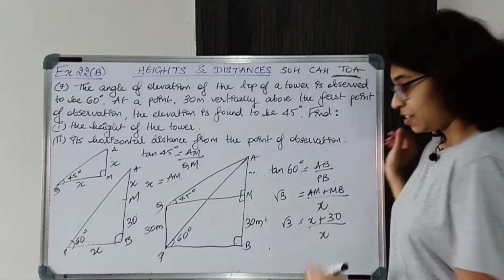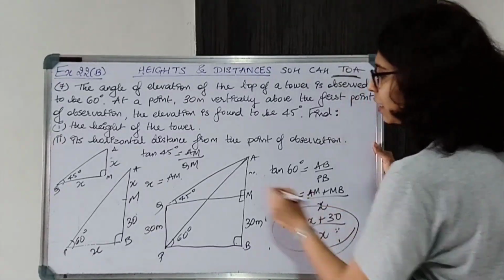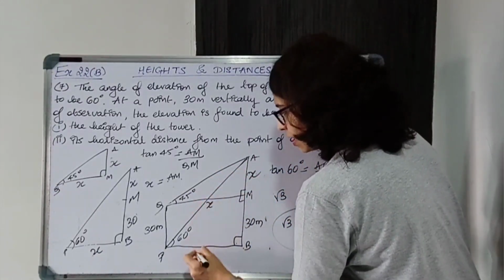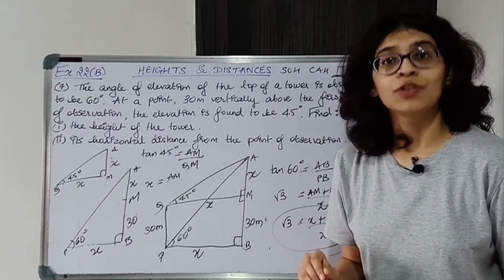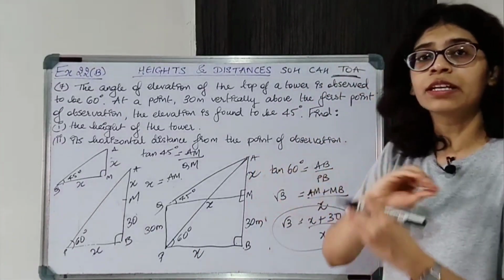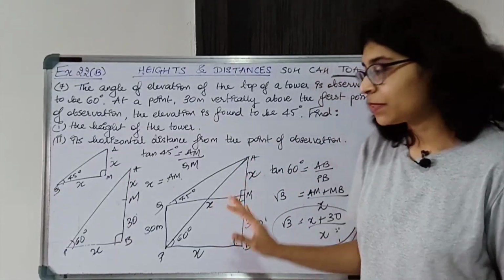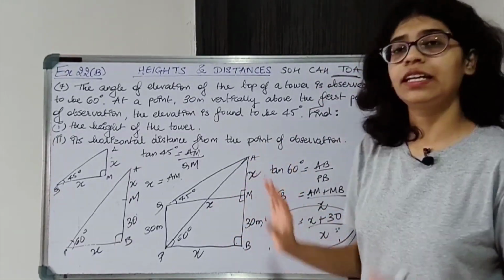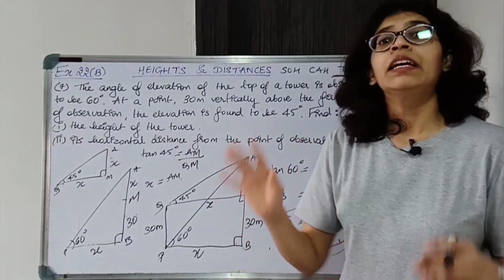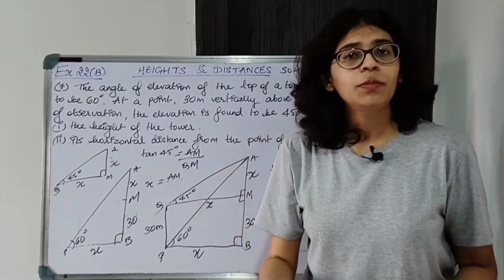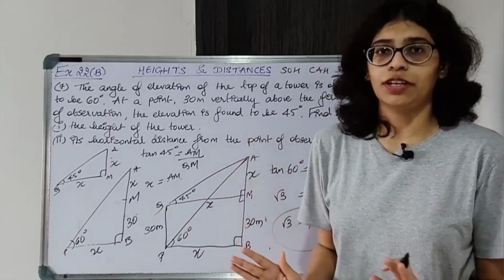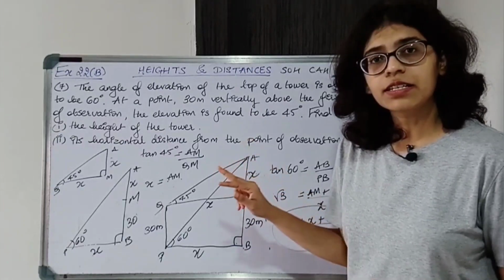Now solving this you can easily find the value of X. Now this is X, this is X, this is X. So once you get the value of X, the height of the tower becomes easy. Add the value of X with 30 and you will get the value of AB, that is the height of the tower. Okay, it is a lengthy process, it is a little complicated, but if you understand it, it becomes very easy. Okay, we have to consider two right angle triangles.